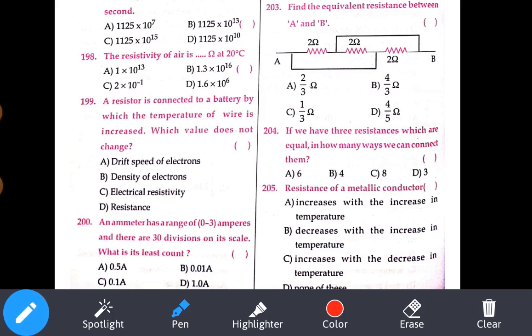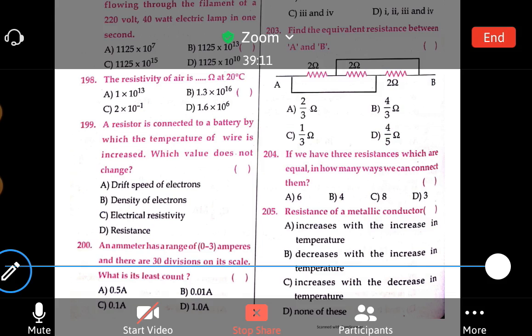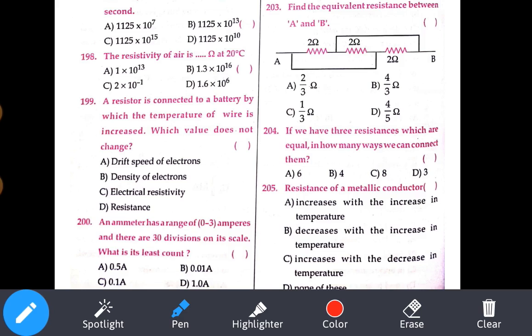We have 3 resistors which are equal. How many connections can we make? Actually, it is already discussed in our set 2. I think 4 types of connection can be made. Our last question, I think. Resistance of a metallic conductor increases with increase in temperature. For a semiconductor it decreases. So the answer is A.